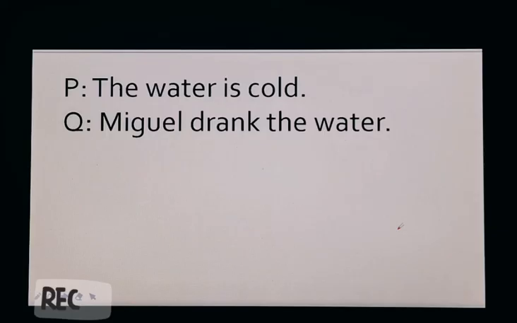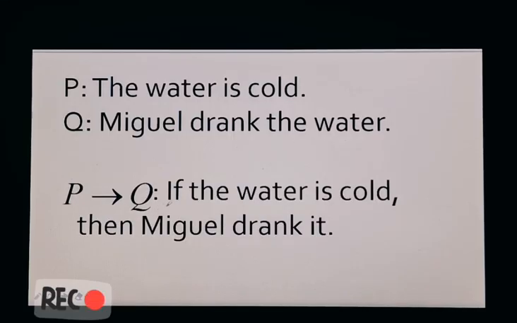Example, the water is cold, Miguel drank the water. In the statement, let us identify its conditional proposition. P implies Q. If the water is cold, then Miguel drank it. In the statement, we use if and then, and after the word if is our premise, and after the word then is our conclusion.